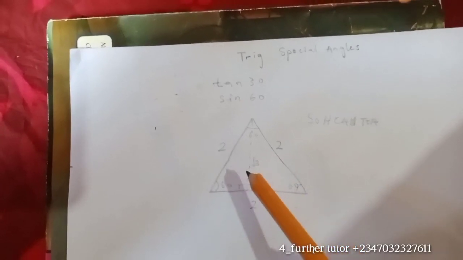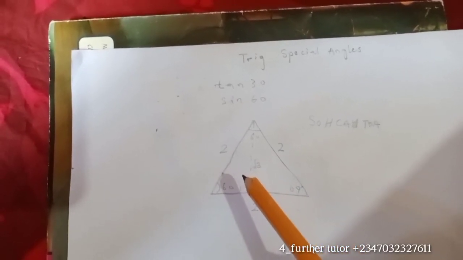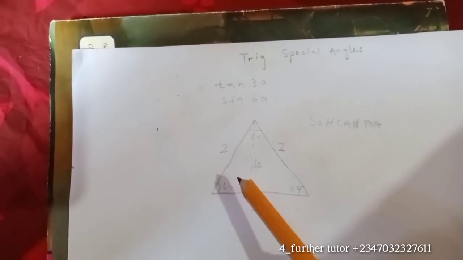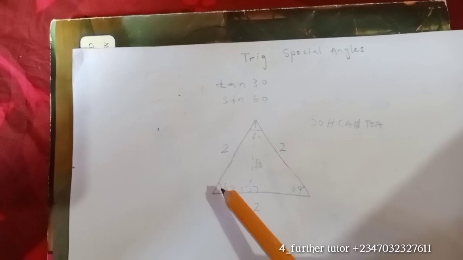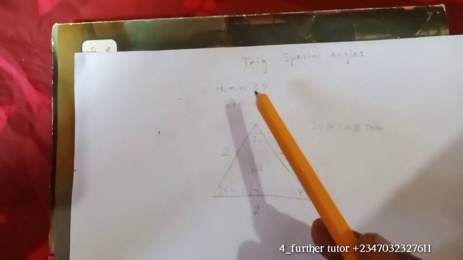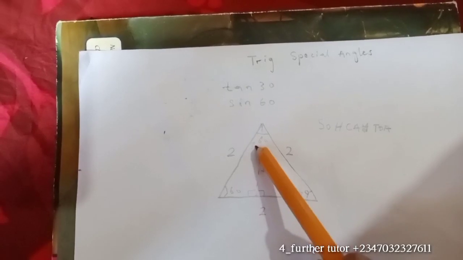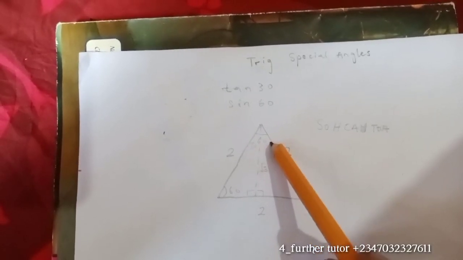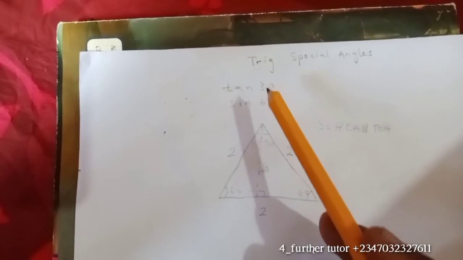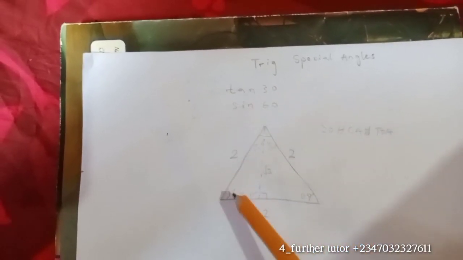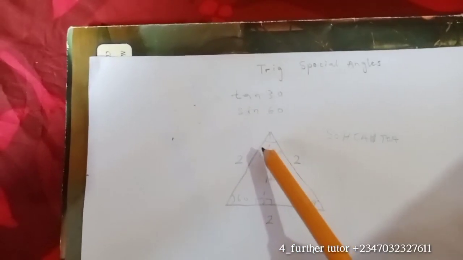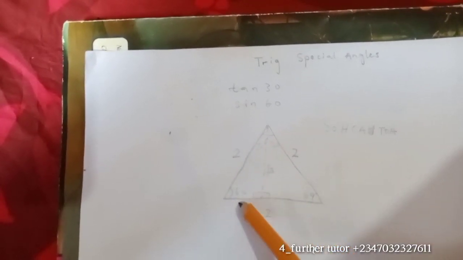So now in this case, how will I know my opposite? Because if I know my opposite, I will know my adjacent and I will know how to work. So for this first one, we're talking about angle 30. Remember, I told you all the angles are 60, but the moment you divide this, here becomes 30 and here becomes 30. So I'm now talking about angle 30 degrees. I'm not doing anything with 60 again. I'm focusing here.